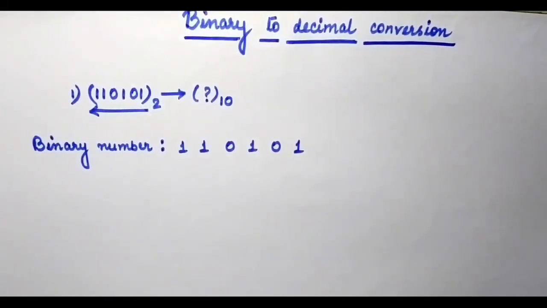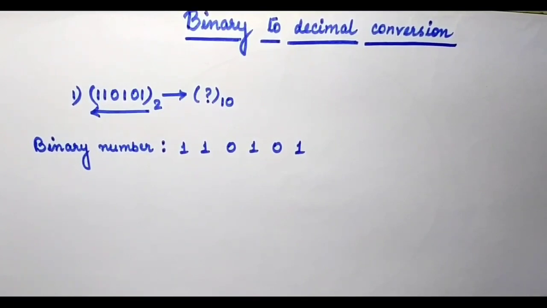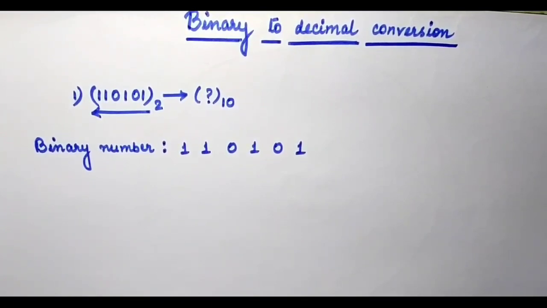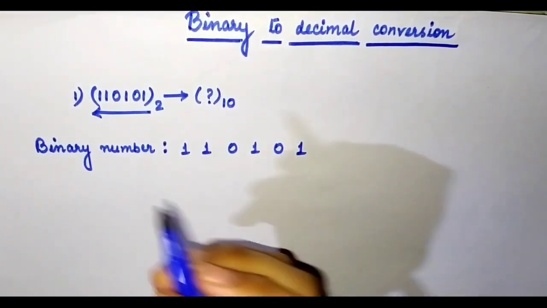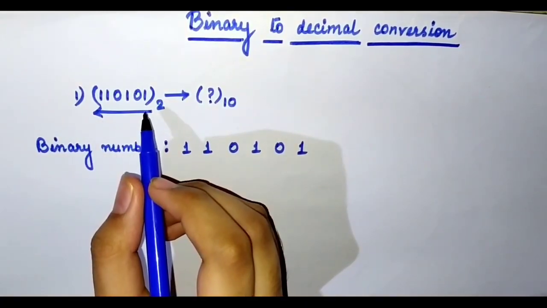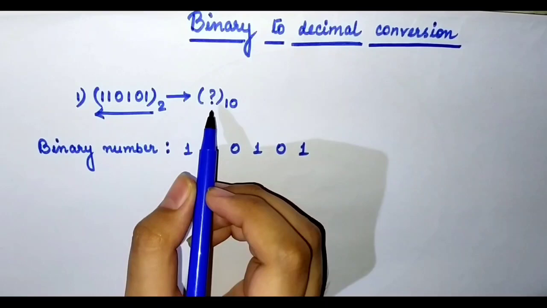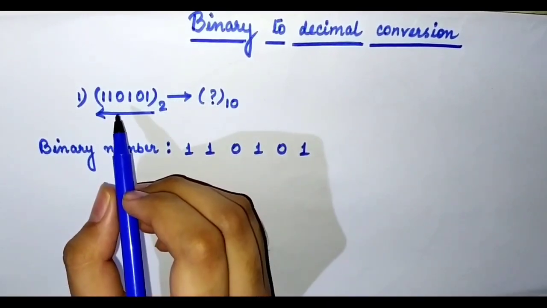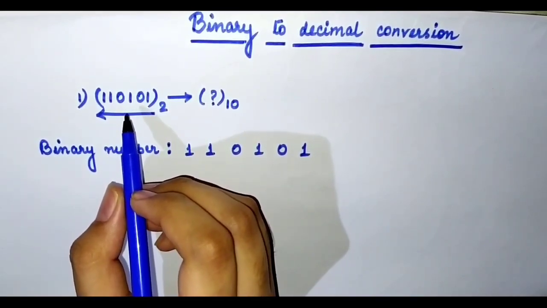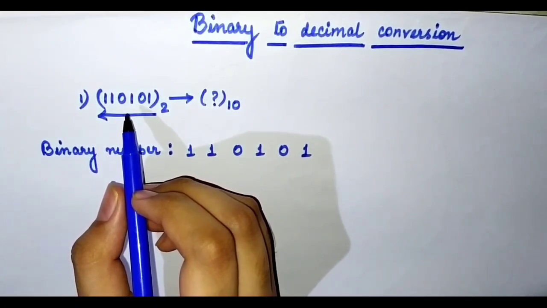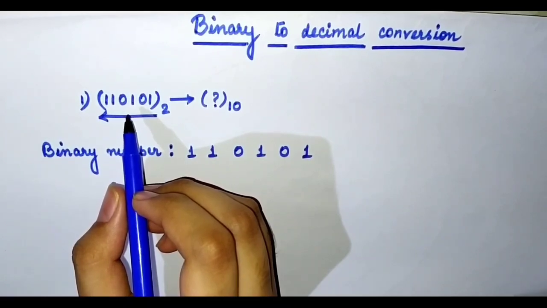Hello everyone, in this video I'll show you how to convert binary number to decimal number. Here I have a binary number and I need to convert it to decimal number. As you can see, this binary number does not have any binary point or fractional part, which means that this binary number is an integer type binary number.